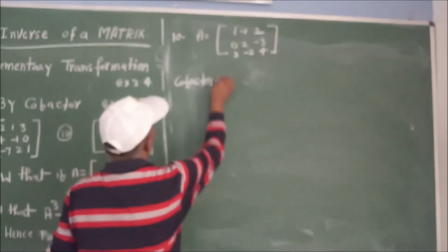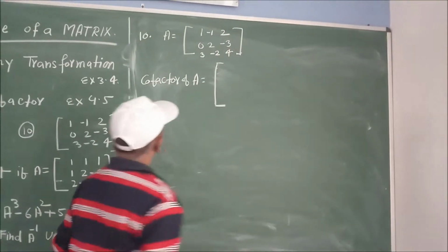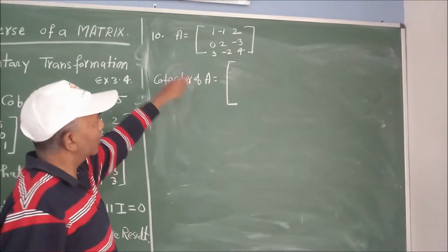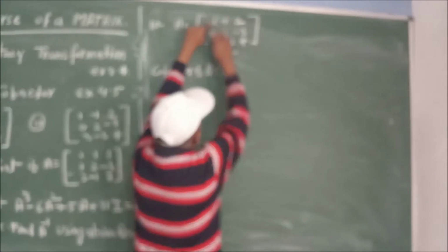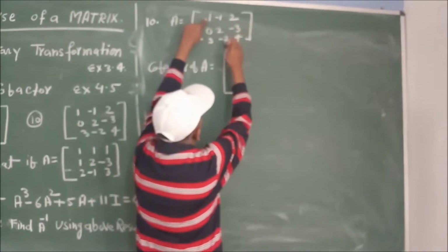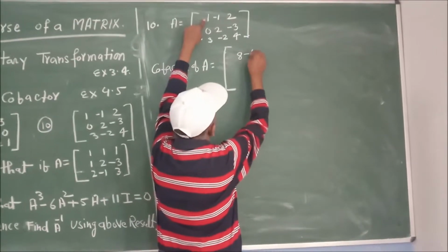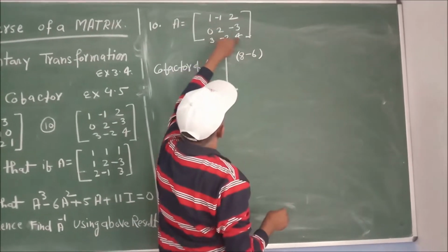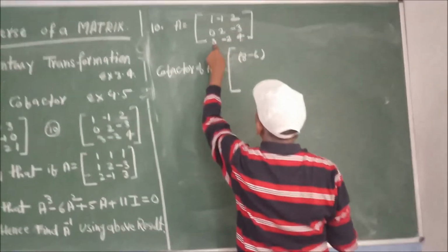Cofactor of A is equal to. See clearly how I calculate the cofactor. For 1, cancel R1 and C1. So you will get 2 minus 3 minus 2, 4. So this will be your 8 minus 6. And for minus 1, you will get 0, 4, 3, 3.